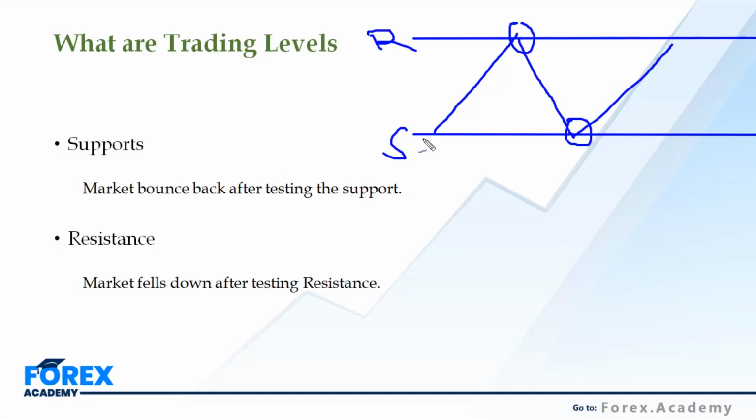So this particular level from where market is getting a pullback, this is a low level, this is called support. And on the other hand, the market falls down after testing the resistance. So the upper wall from where market is likely to drop down is called resistance.